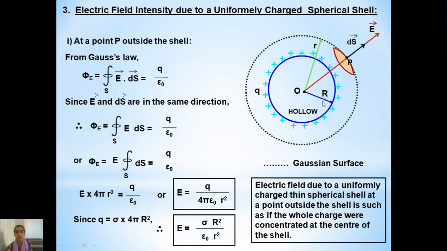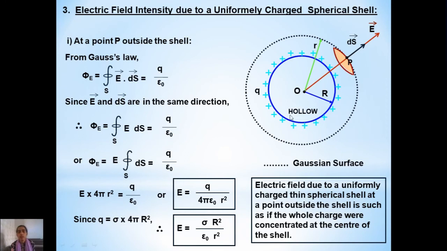Okay. Two more cases we have to discuss. That is on the surface of this charged spherical shell and inside the spherical shell. So let's have a quick review on the derivation.